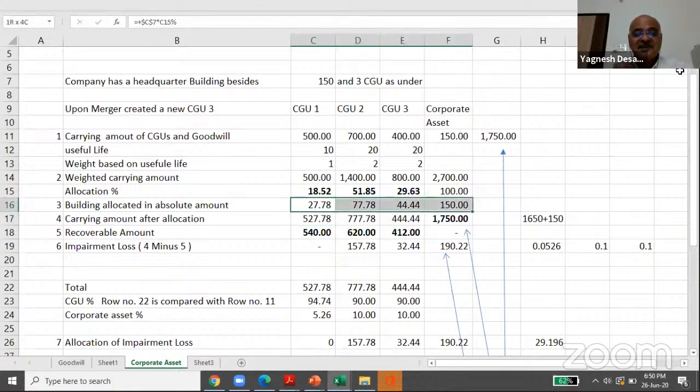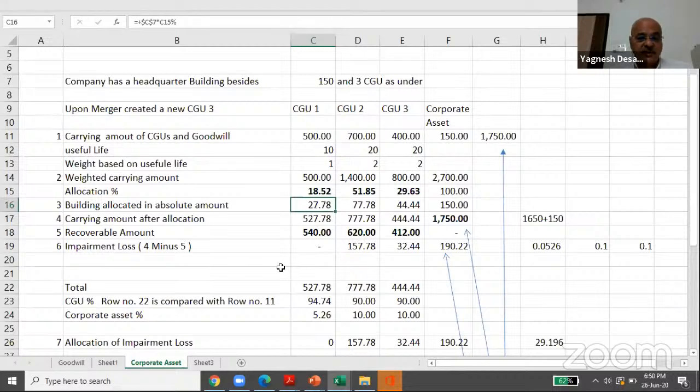Oh sir, this is the same figure as the corporate asset. Okay sir, you're right. This is the same as the corporate asset which I have attributed for the limited purpose of allocation of the impairment loss. Now in 527.78, what is the percentage of the corporate asset?